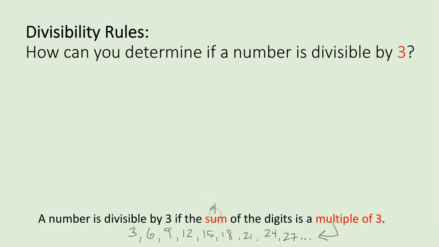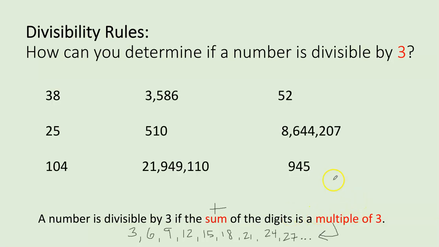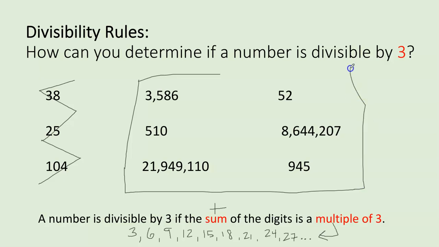Sum is the result of an addition problem. So we need to determine if the sum of the digits is a multiple of 3. So let's look at some of our examples. Now this process is a little bit longer, so we're not even going to practice with these examples. We're going to just focus on these. And I can actually tell you that when you try these, they're not divisible by 3.